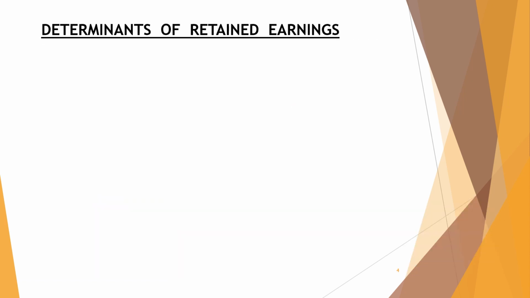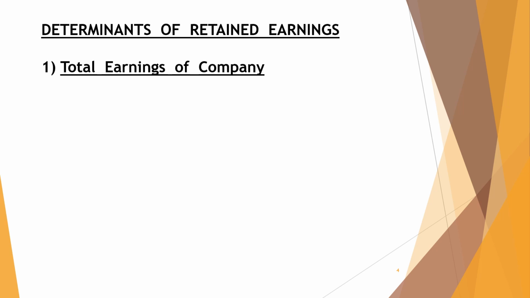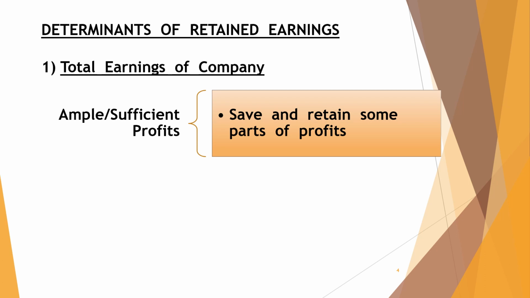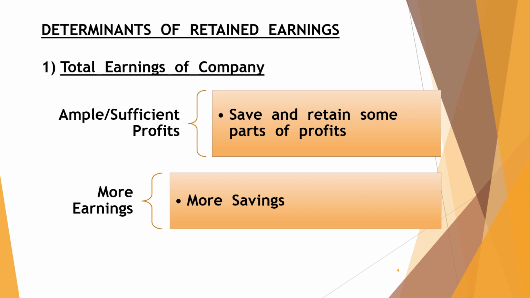Let us now understand the determinants of retained earnings. The term determinants means the factors which determine the amount of retained earnings in a joint stock company. There are several factors which determine whether the retained earnings would be greater or lesser. The first determinant or factor is total earnings of a company. The amount of retained earnings depends on the earnings or profits of the company. If a company earns more profit, sufficient profit, ample profit, in that case it can save and retain some part of profit. So it can be concluded that more earnings means more savings. It is rightly said that higher the earnings, higher will be the savings, and lesser the earning, lesser will be the amount of retained earnings.